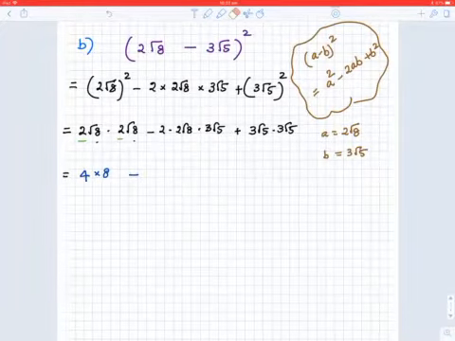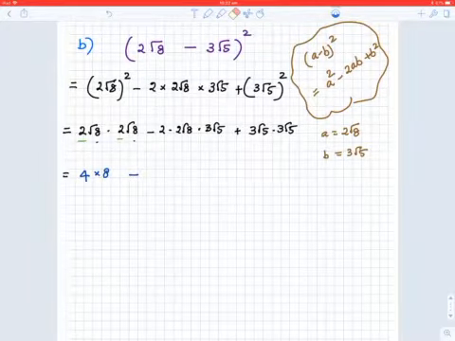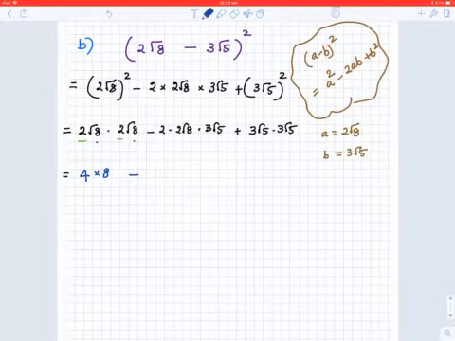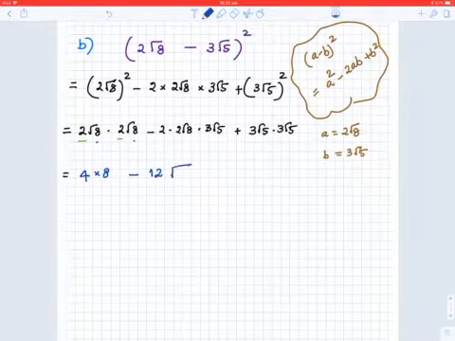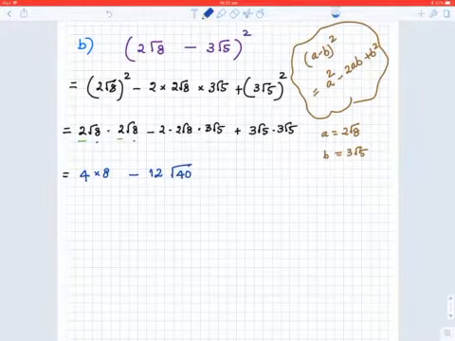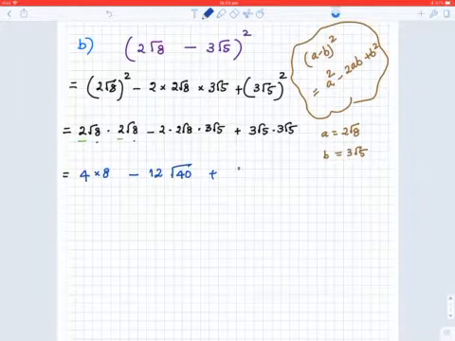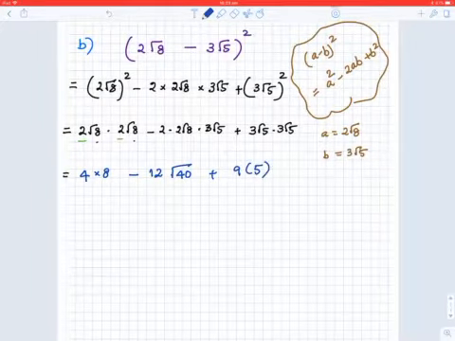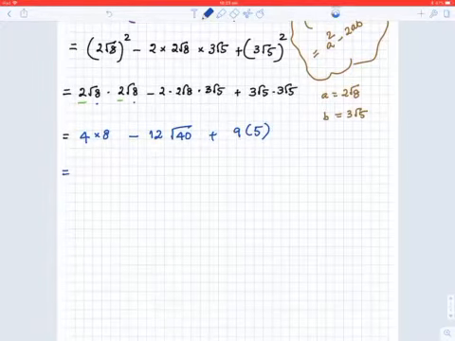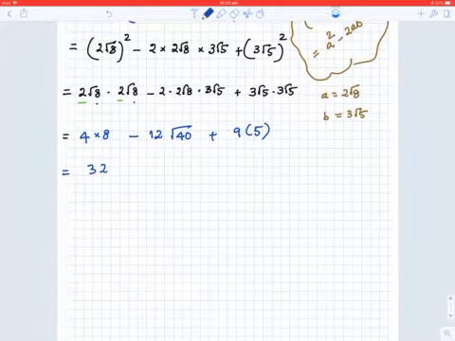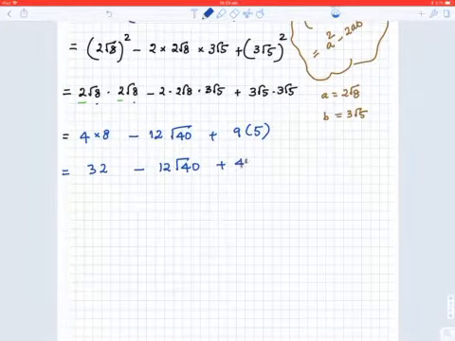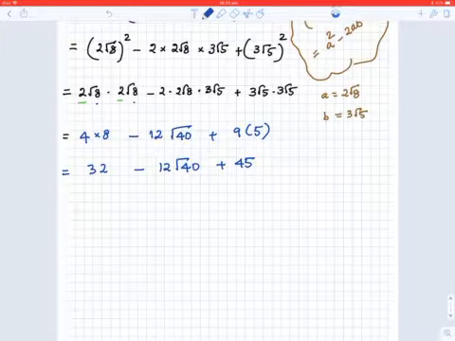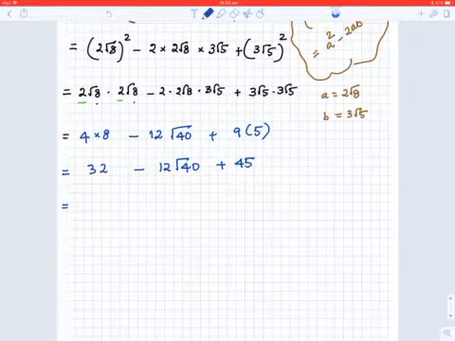Take away 2 times 3, the number part gives you 2 times 3, which gives you 12, and then root of 40. The next one is 3 times 3, 9 times 5. Okay, now which becomes 4 times 8 is 32. Take away 12 root 40 plus 45.